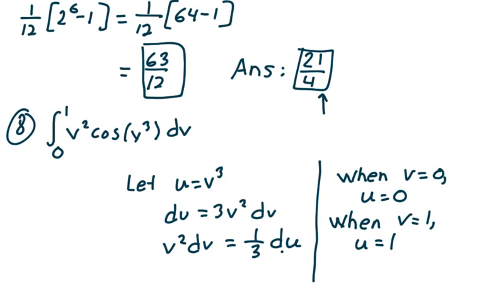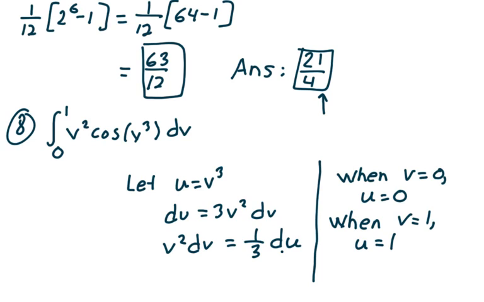So, number 8. Suppose we had the integral from 0 to 1 of v squared cosine of v cubed dv. So, again, another u substitution. I'm going to let u equal v to the 3rd. du is 3v squared dv. So v squared dv, if I divide both sides by 3, you get, again, v squared dv is 1/3 du.